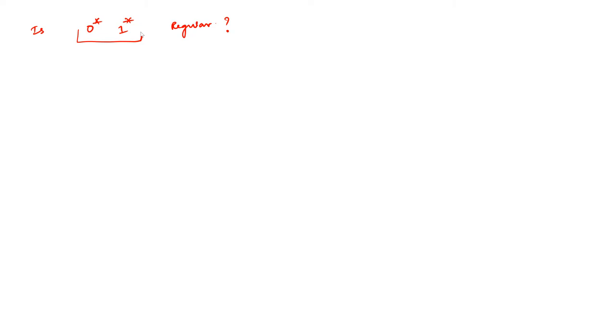Or maybe let me make the language even more simple. Let me make the language (0 plus 1) the whole star. This language we saw last time, right? This is regular. Can you tell me the strings accepted by this language? This can be epsilon, 0, 1, 0 1, 0 0, 1 0, 1 1, 0 0 0, and so on.